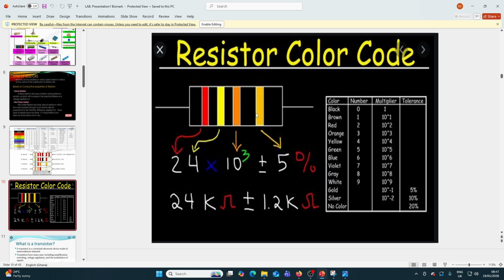So here if you measure it with the multimeter, of course because of the tolerance you can get maybe 23.9 or maybe 24.5. So it's still within the tolerance. So once you know the colors, you know that the exact value is 24 kilo ohm.